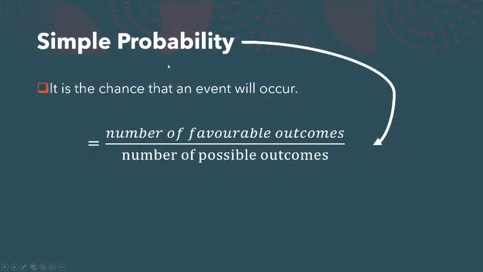Sunod ay ang simple probability. It is the chance that an event will occur. Ang ibig sabihin lang nito, ito yung posibilidad na mangyari ang isang event. Para makuha mo yung simple probability, kunin mo lang yung number of favorable outcomes at number of possible outcomes.